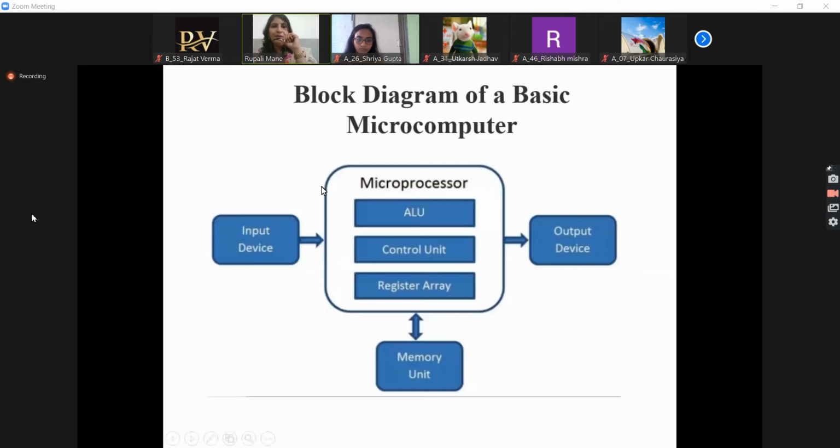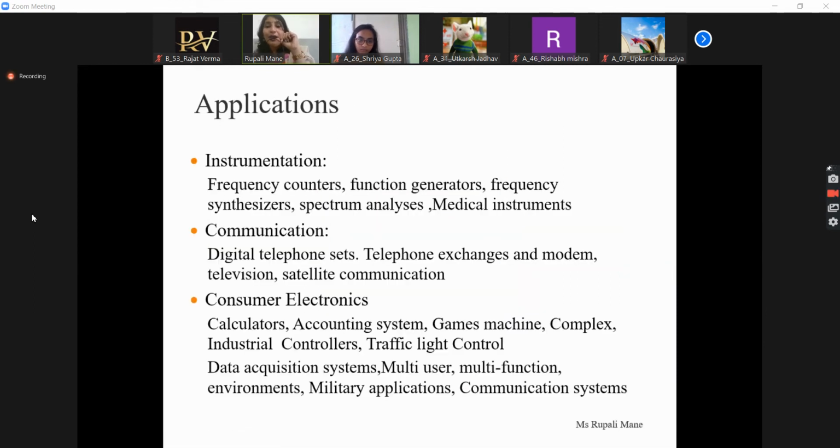Yeah. Okay, so these are some of the applications where this microprocessor is used. It is used in frequency counter, function generators, frequency synthesizers, spectrum analyzers, then medical telephone, then telephone exchanges, television, satellite communication. कहाँ नहीं है वो बोलो. Okay, microprocessor and microcontrollers are everywhere in each application.